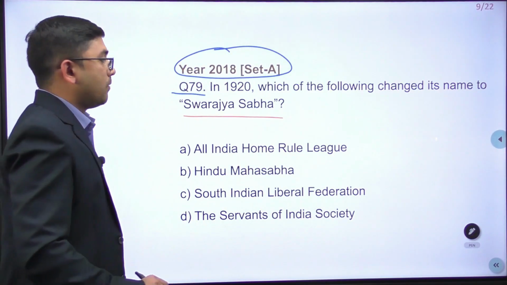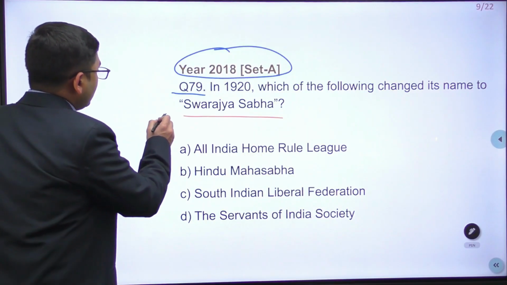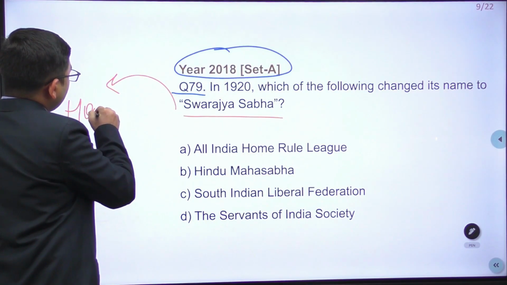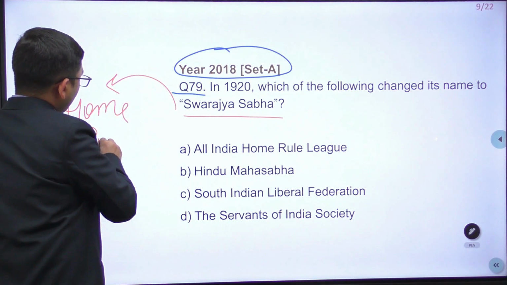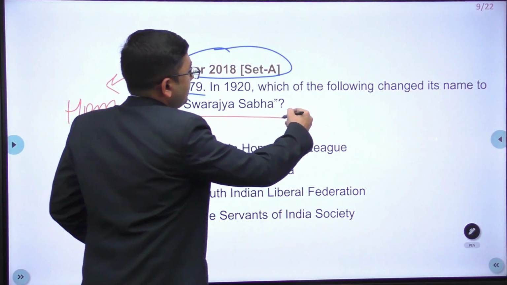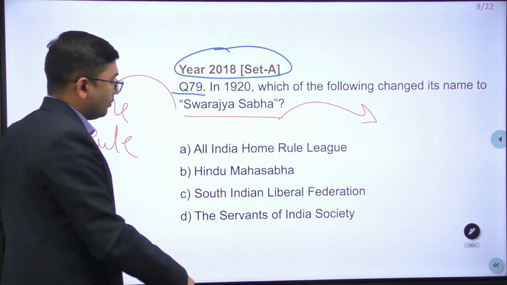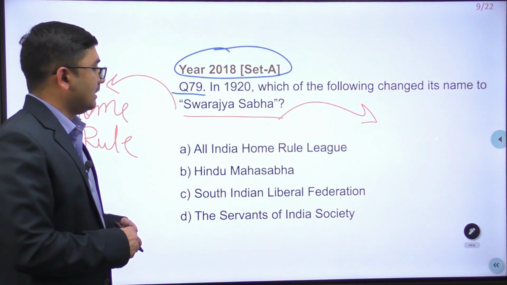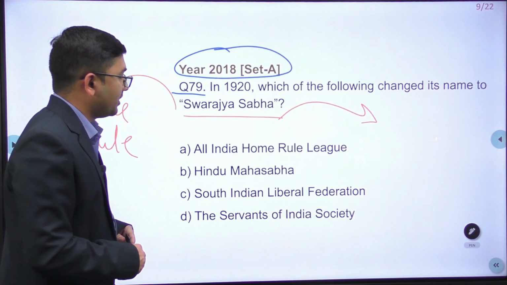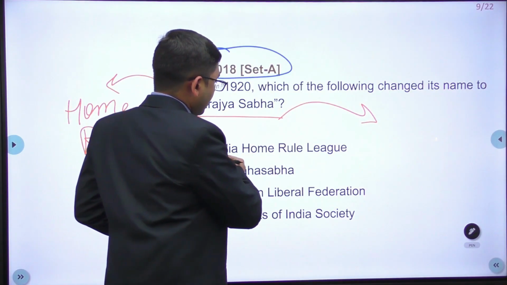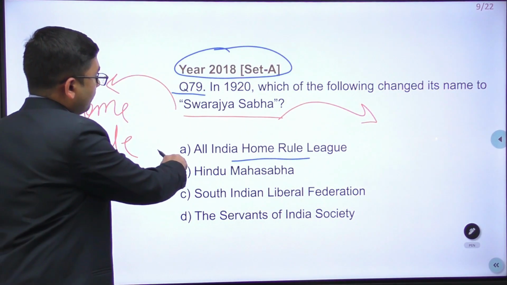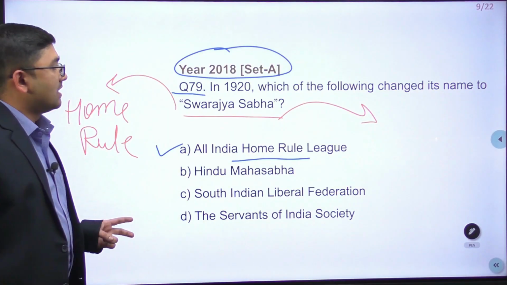Guys, do one thing. What, sir? Go with word association. Swarajya means, you are aware, home rule. Sabha means maybe league or something. Now look here. All India Home Rule League, Hindu Mahasabha, South Indian Liberal Federation, the Servants of India Society. Now look here, home rule. So with the help of word association, you can mark your answer correctly.